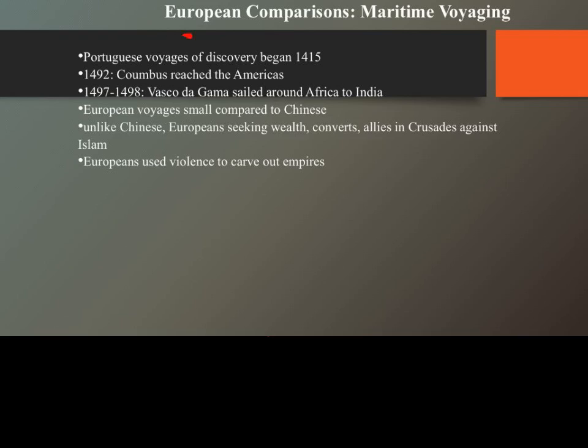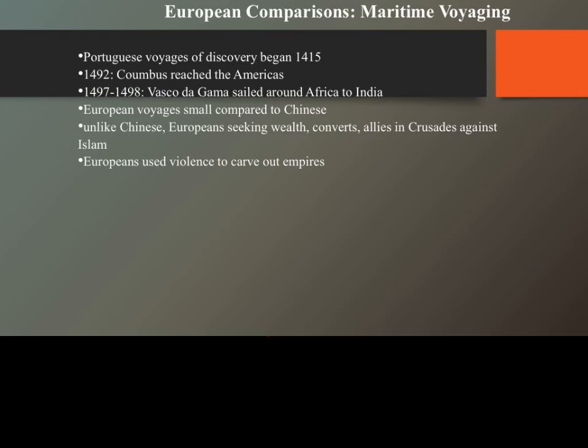Okay, European comparisons, maritime voyaging. The Portuguese voyages of discovery began in 1415. And by 1492, Columbus had reached the Americas. In 1497-1498, Vasco da Gama sailed around Africa and reached India. And those European voyages actually were rather small compared to the Chinese voyages.